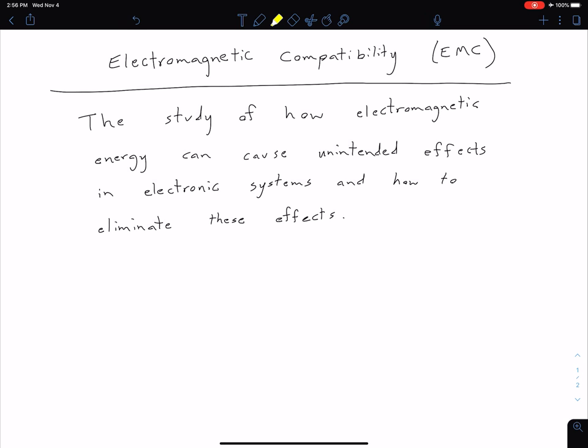In this unit, we're going to look at electromagnetic compatibility, or EMC. This is the study of how electromagnetic energy can cause unintended effects in electronic systems, and also how we can eliminate, or at the very least mitigate, these effects.